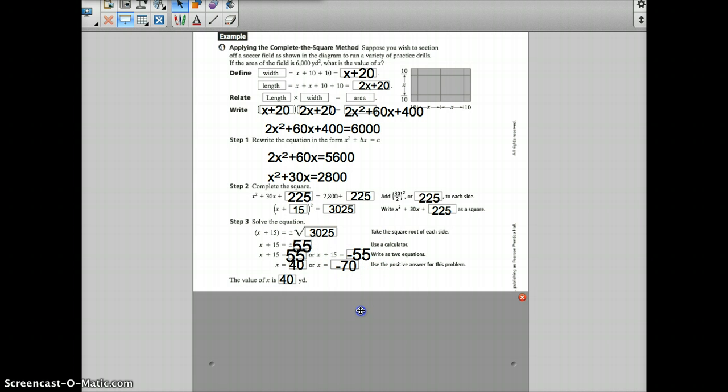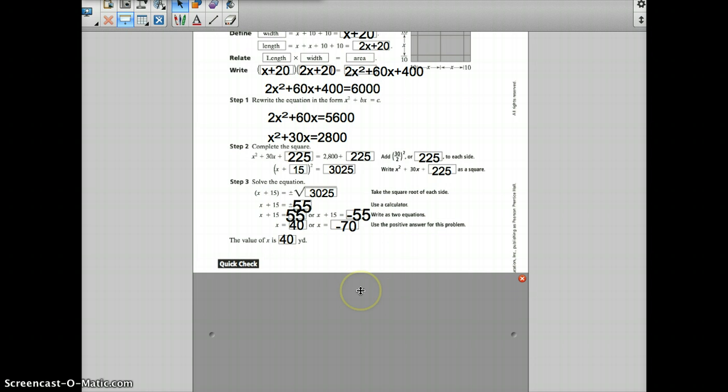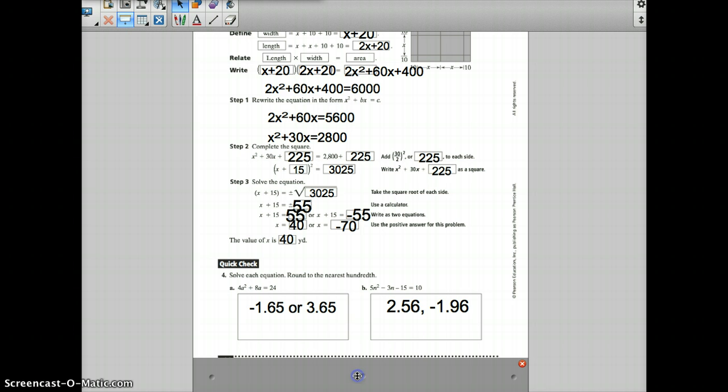Because this is a real world problem, we're only going to use the value of 40. Go ahead and try the quick check. When you're ready, check your answers.